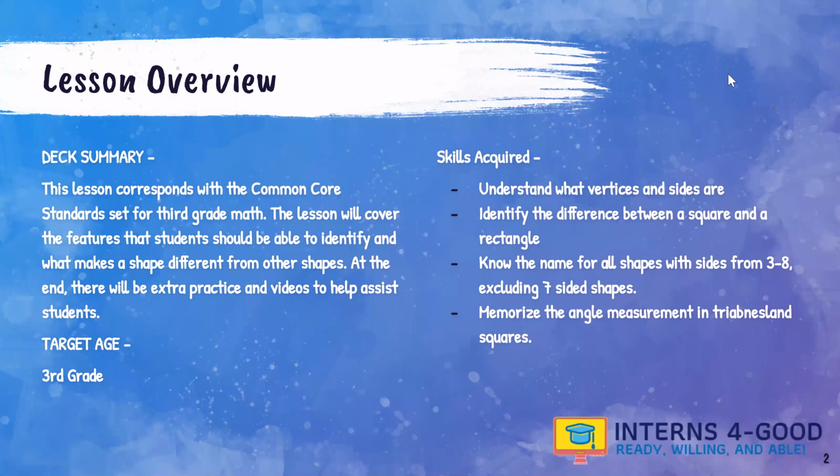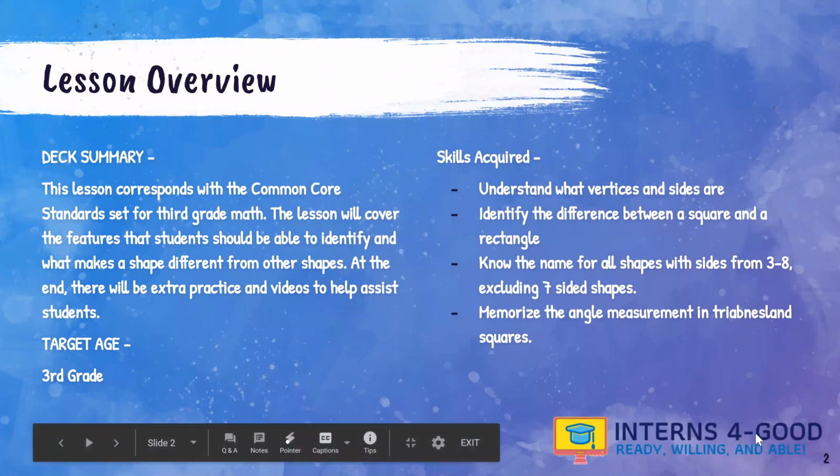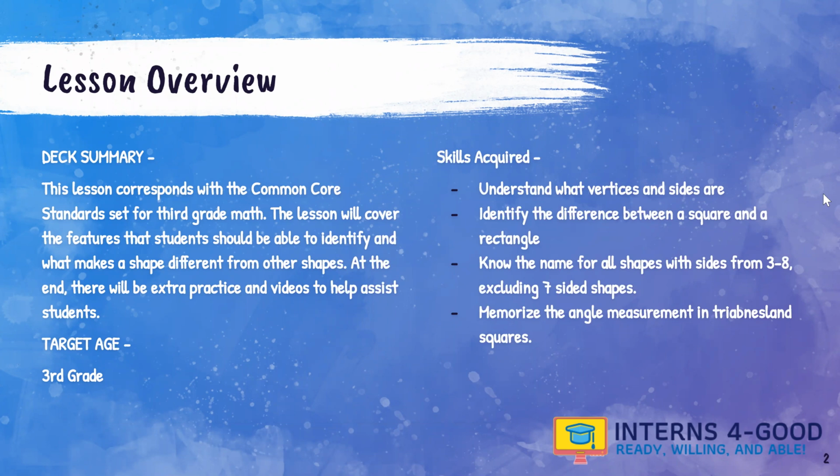As a quick lesson overview, I am part of the organization Interns for Good, as you can see from that little logo. This lesson corresponds with the Common Core standards set for 3rd grade math. The lesson will cover the features that students should be able to identify, and what makes this shape different from other shapes, pretty much how do you identify a shape. At the end, there will be extra practice and videos to help assist students. The target age is for 3rd graders.